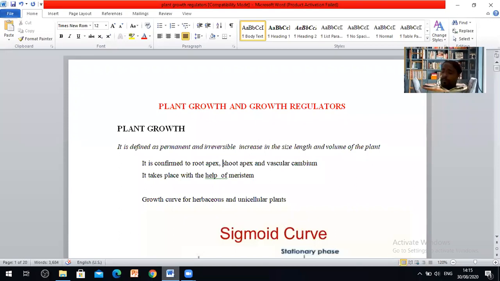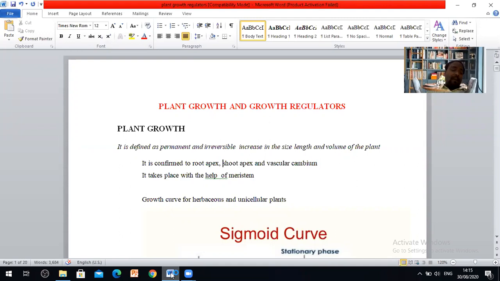Now, when we are talking about growth, particularly plant growth, we should first study the definition of plant growth. What is plant growth? It is an important physiological process in which the biomass of the plant is increased. That process, an increase in the biomass of the plant, is what we call growth.